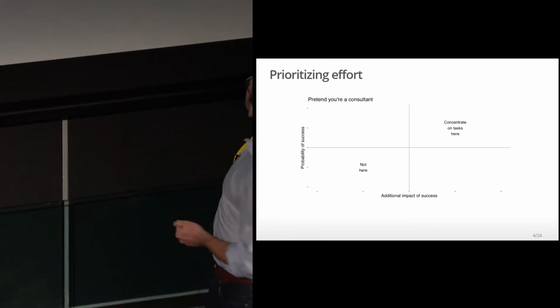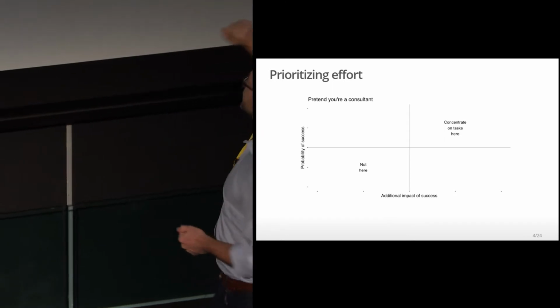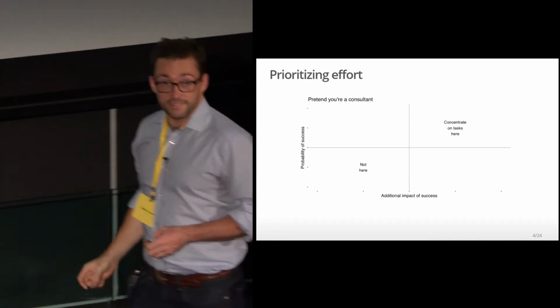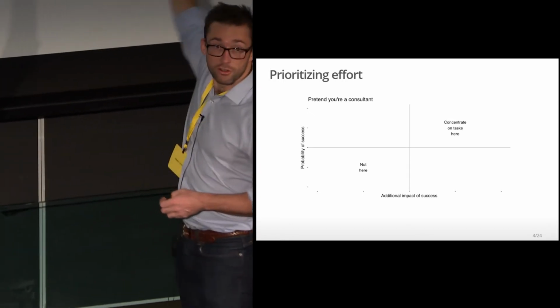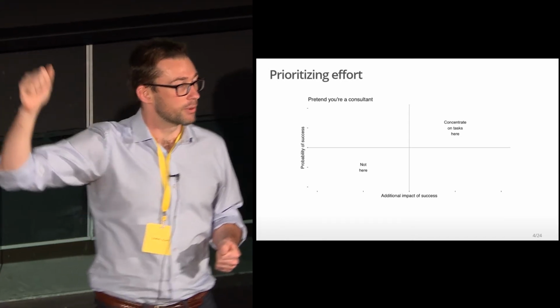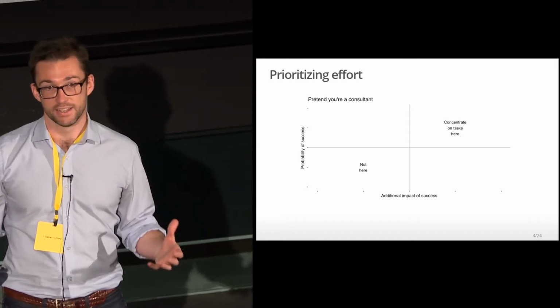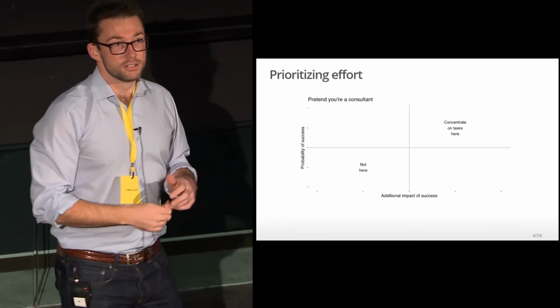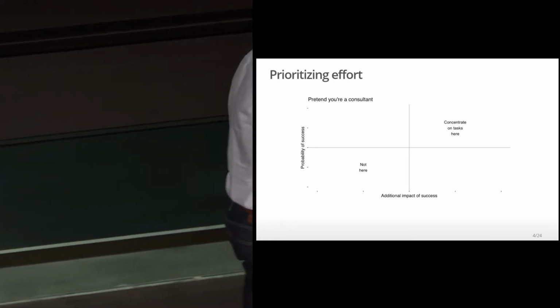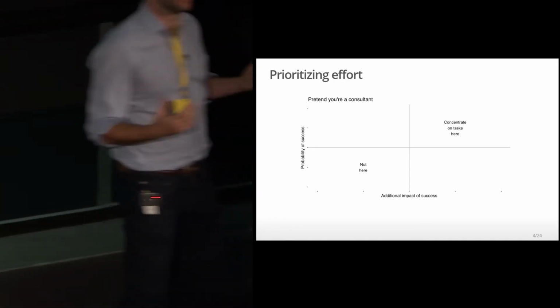Now, this quadrant here, I'm sorry about the resolution. On the x-axis, it's additional impact of success. Keyword is additional. We don't want to rewrite MS Word. We want to do things that haven't been done yet. You could have a lot of quote-unquote impact by rewriting MS Word entirely, but your additional impact is zero and no one's going to pay you for it. You want to do something new.